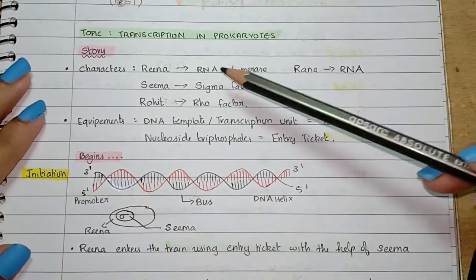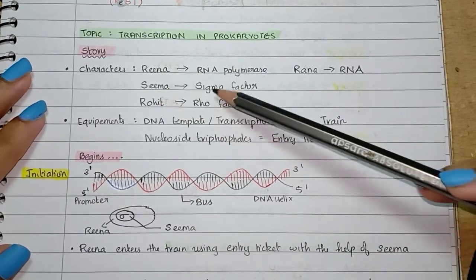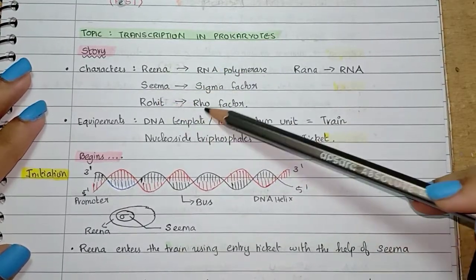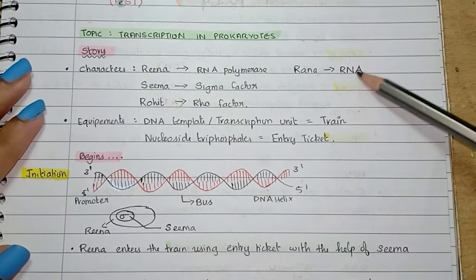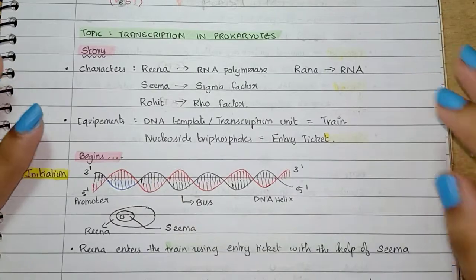The characters included are Rena, that is RNA polymerase. Then we have Sima, that is sigma factor, Rohit, that is Rho factor, and Rana for RNA. These four are the characters. Okay, we are going to see a movie or a story.